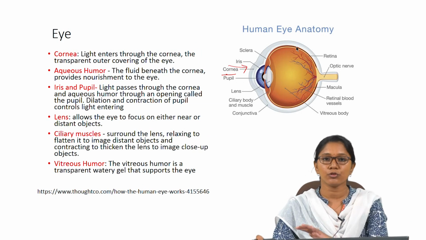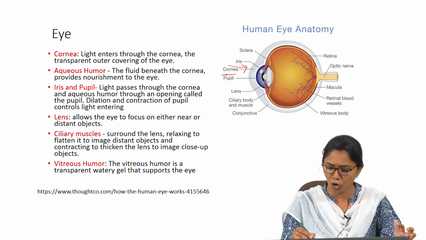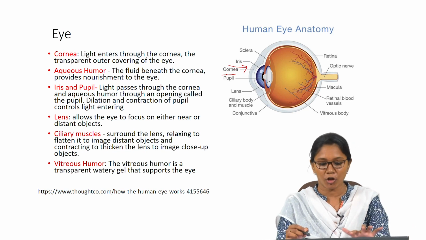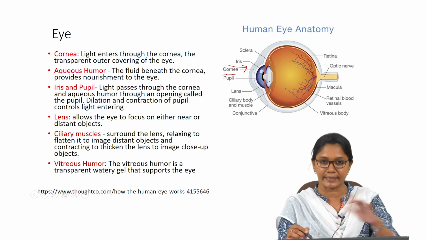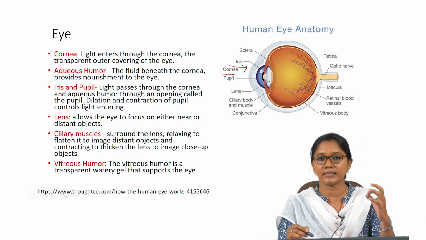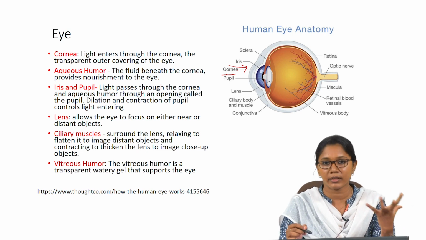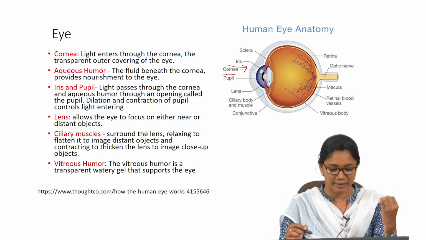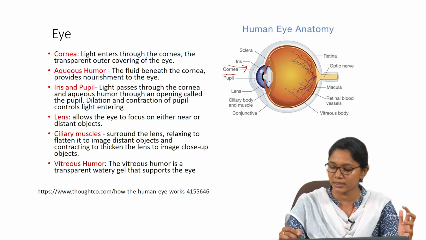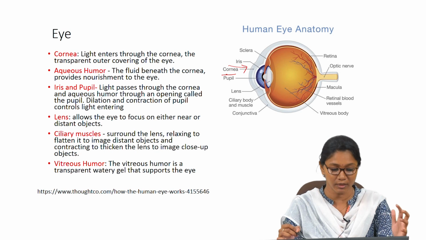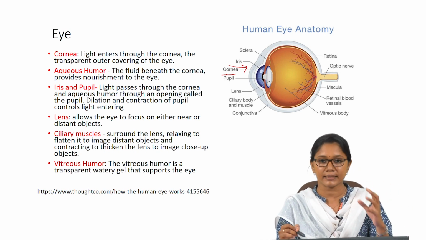Taking you through the parts of the eye, as the first one we have the cornea. The cornea is the outermost layer of the eye and this is where the light enters, and transparency is the major strength of the corneal layer or the skin barrier. And then we have the aqueous humor. The aqueous humor is the fluid behind the cornea that provides nourishment to the eye, and then we have the iris and the pupil.